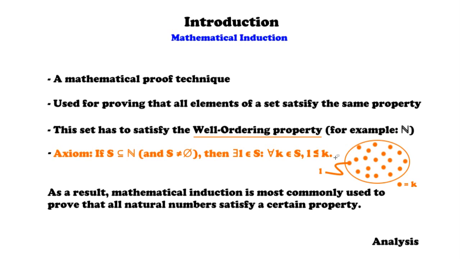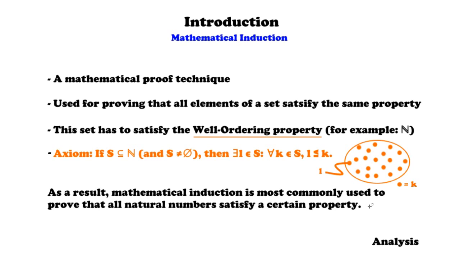We use this element as the basis for induction. Without the well-ordering property, we couldn't use mathematical induction. So this is really an important property. And since the set of natural numbers satisfies the well-ordering property, as a result, mathematical induction is most commonly used to prove that all natural numbers satisfy a certain property.